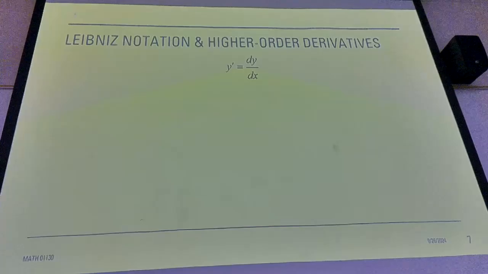Oh, well, we took a derivative, right? Y prime, let's call it. It's a function. Doesn't it have slope? So we take its derivative. That's the second derivative.